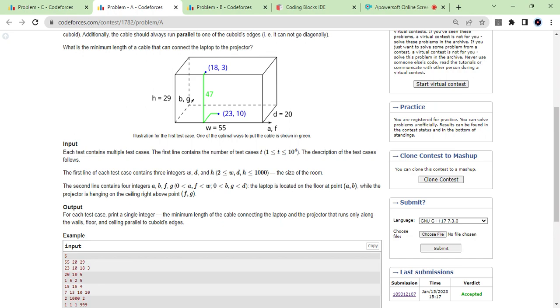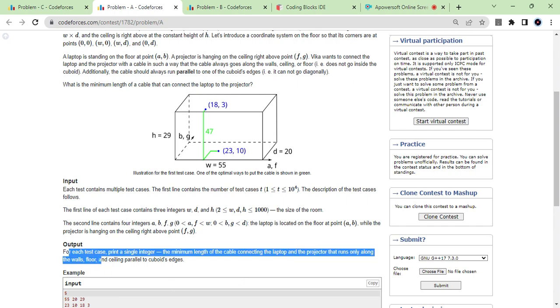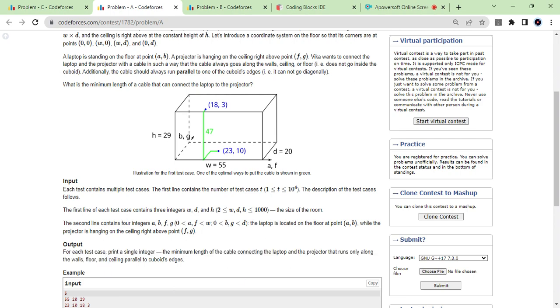So basically how your cable is actually moving, that is the thing. You cannot just directly connect these two points and say that is my minimum length, because that's not possible. You cannot hang a wire in free space. You have to move it along the walls. So the wire runs only along the walls. Obviously the floor is also a kind of wall, and the ceiling is also a kind of wall. So that's how you have to move.